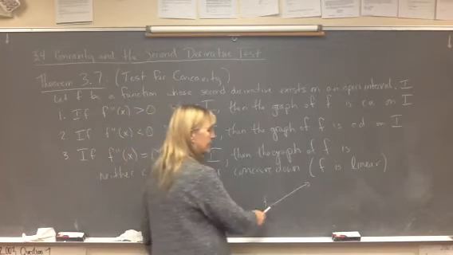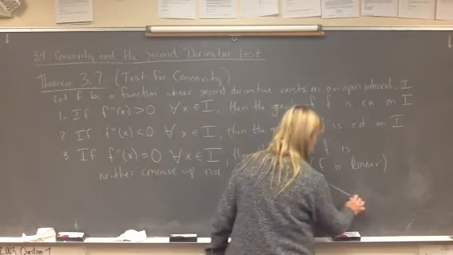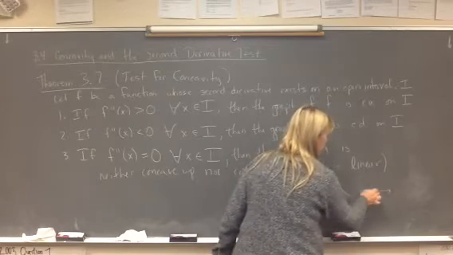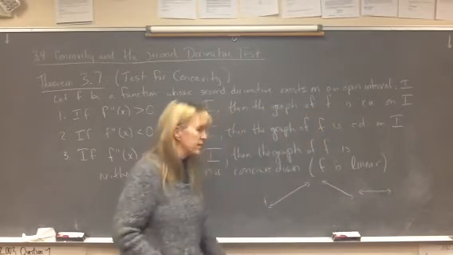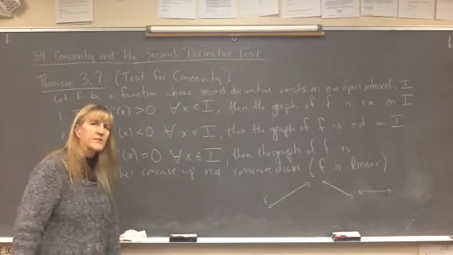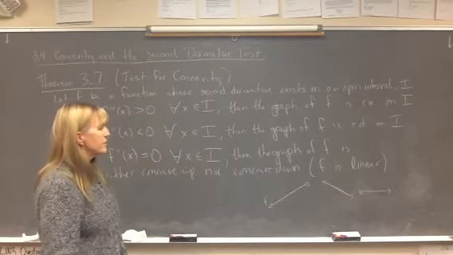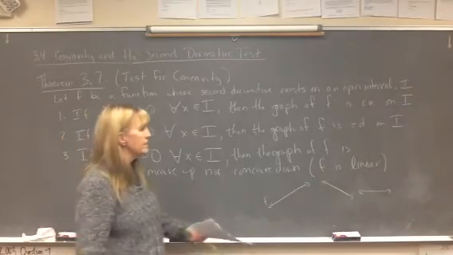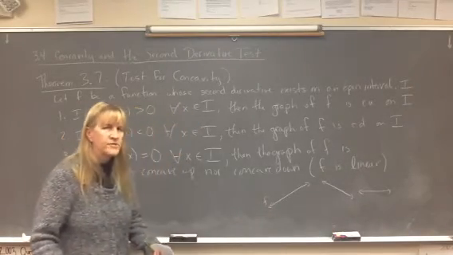Now the linear function might be increasing, the linear function might be decreasing, or maybe the linear function is a constant function itself. All three of these situations satisfy the fact that the second derivative is equal to 0, and therefore the graph is neither concave up nor concave down. The function f would be linear.